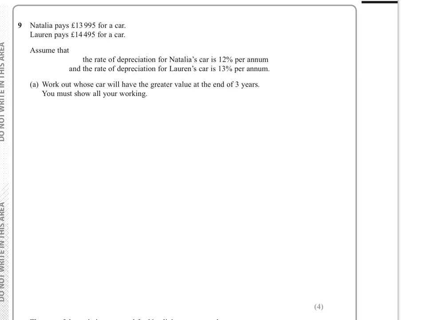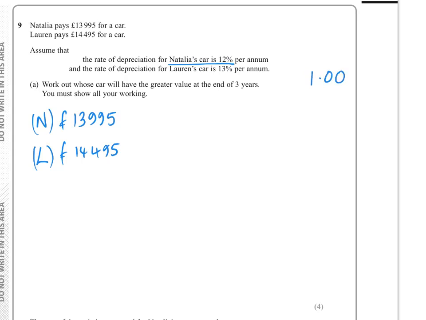Question 9. Natalia pays £13,995 and Lauren pays £14,495 for a car. The rate of depreciation for Natalia's car is 12%. So if you're losing 12%, then the multiplier would be 100%, which is 1.00, or as many zeros as you want, and you take 12% off, which is 0.12 as a decimal, and you'd be left with a multiplier of 0.88.